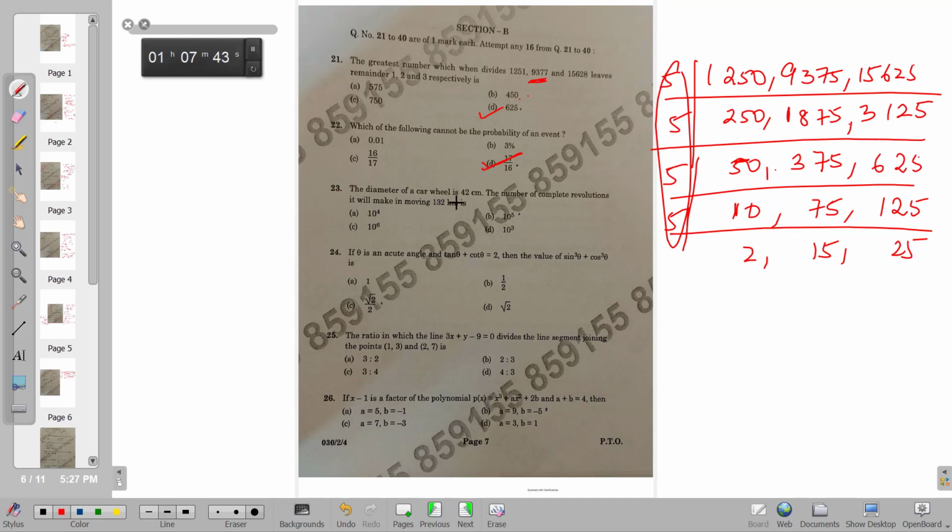Next one, diameter of a car wheel is 42. What's the number of complete revolutions that will be made in moving 132 kilometers? Revolutions will be the total distance, which is 132. Let me convert this into centimeters. When I convert kilometers to meters, multiply by 1000 and then to centimeters, multiply by 100. Divided by 2 pi r or pi d, which is 22 by 7 into d, 42.